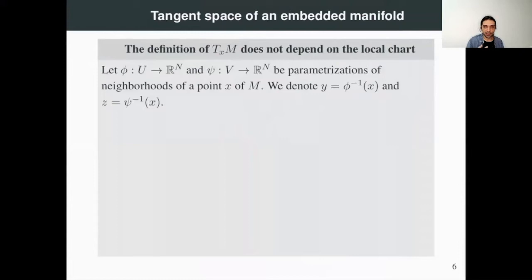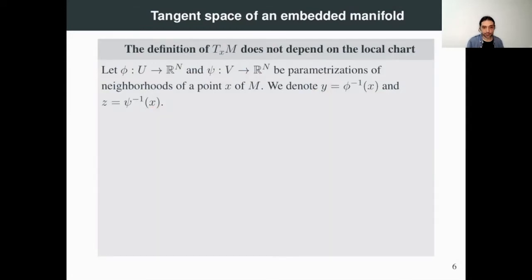Okay. There was something missing in our discussion, and it's the fact that this definition of tangent space does not depend on the local chart. We're going to review what happens. So we have two parametrizations of neighborhoods of x in the manifold M. And we consider the parameters that correspond to x for both parametrizations. We have y, which is the parameter that corresponds to x for the parametrization phi, and c, which is the parameter that corresponds to x for the parametrization psi, right?